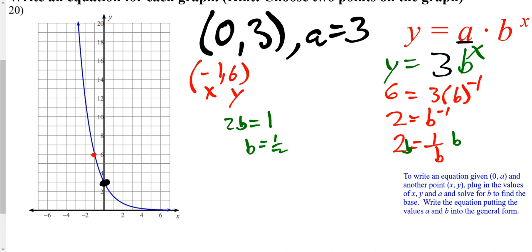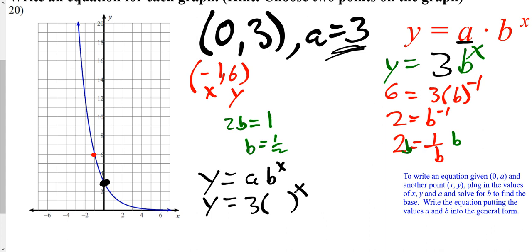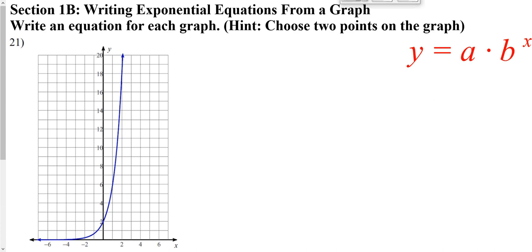So then we need to rewrite our y is equal to our a, b to the x. Go y equals our a we had said was 3. Our b that we just figured out is 1/2. And then that would be our equation.